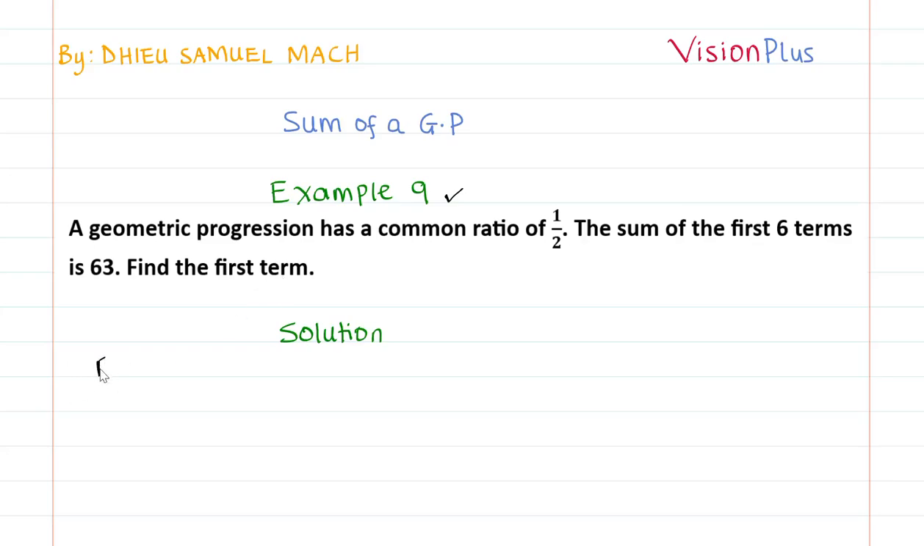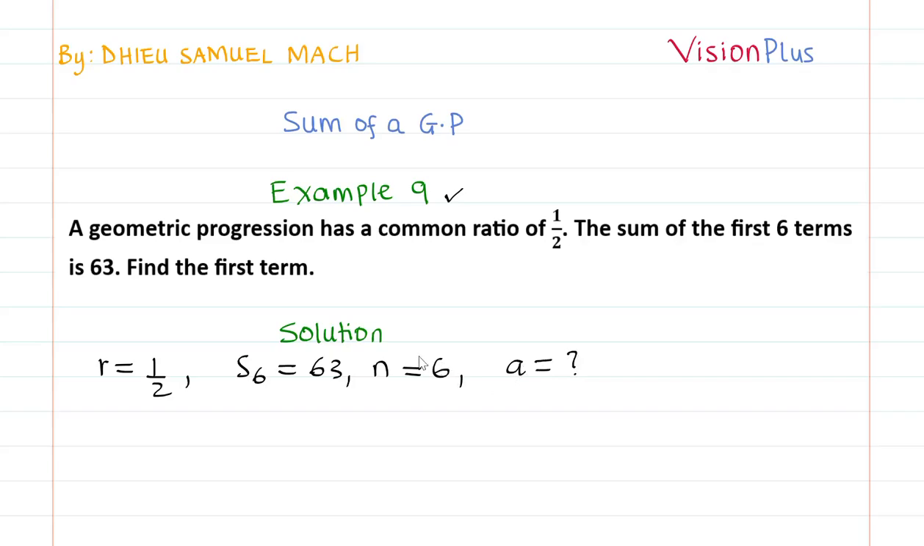We are given the common ratio R as a half, and we are given the sum of the first 6 terms, S6, as 63, and this implies that the number of terms in this case is 6. And the question says, find the first term. Okay, the first term A is what we shall look for.